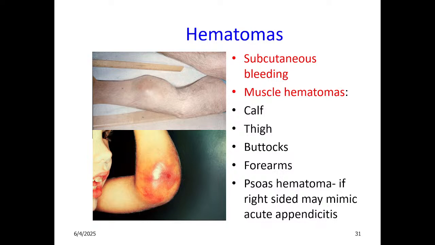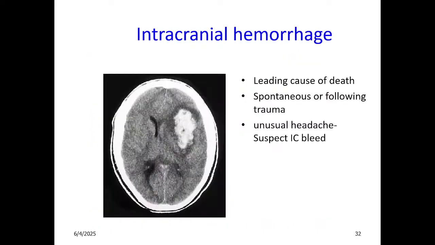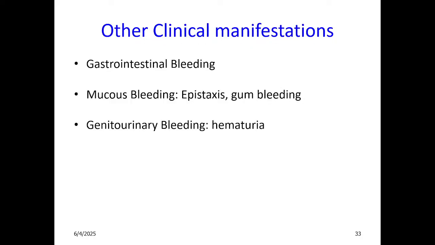So, hematomas, especially muscle hematomas like psoas hematoma and gastrocnemius hematoma, are very common. Subcutaneous bleeding may be there, muscle hematoma, intracranial bleeding may be there. So, if there is any headache in a child with hemophilia, we should suspect intracranial bleeding, give factor first and then send for CT scan to confirm. Other clinical manifestations: gastrointestinal bleeding, mucosal bleeding, genitourinary bleeding like hematuria.